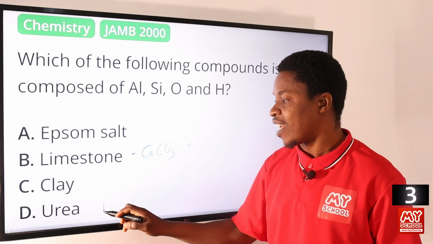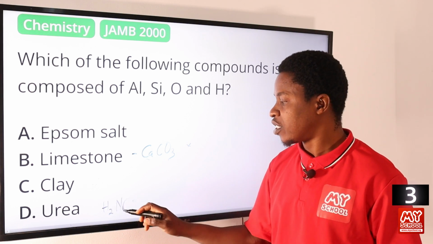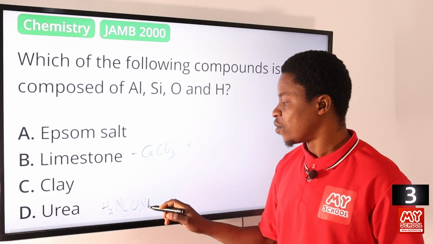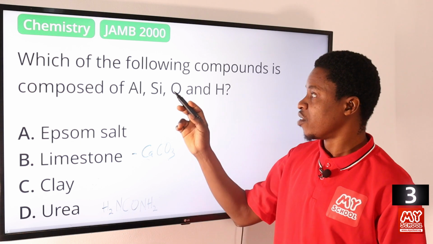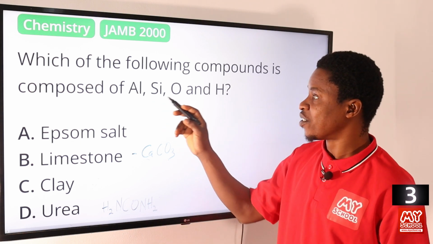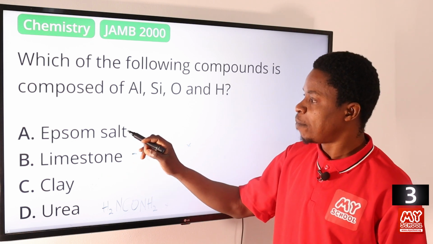But the formula, just for the record, that is NH2CONH2. That is what the formula for your urea is. So nitrogen definitely is not, and carbon is not also here. So there's no aluminum here, so it cannot be this. So let's move on to Epsom salt.